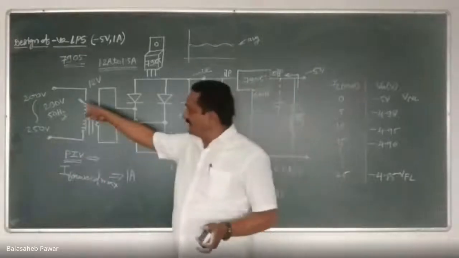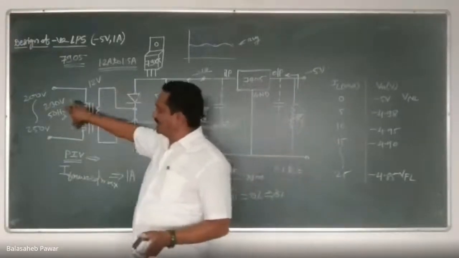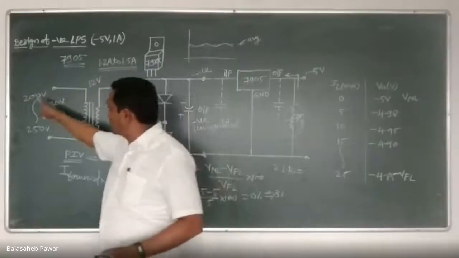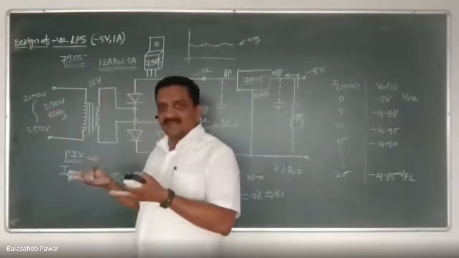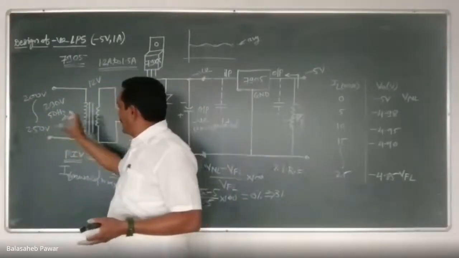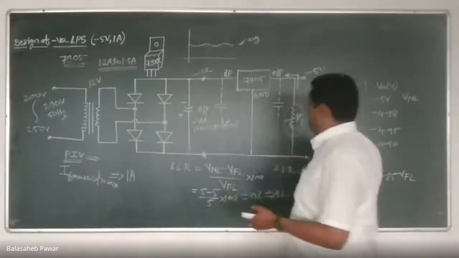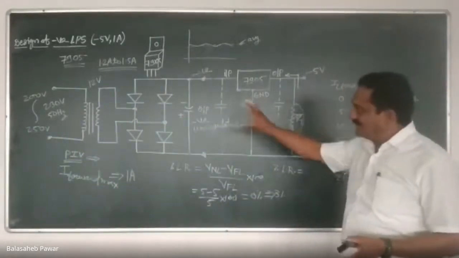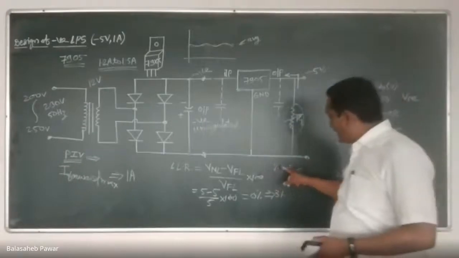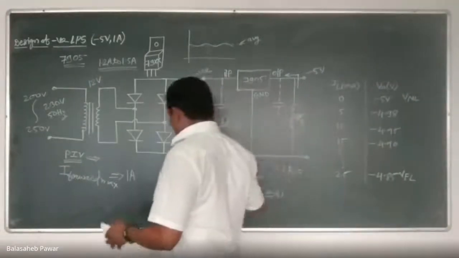If the supply voltage gets down from 230 to 200, or if it goes up from 230 to 250, what will be the effect on this output voltage? To study this effect is nothing but percentage line regulation. Next one.